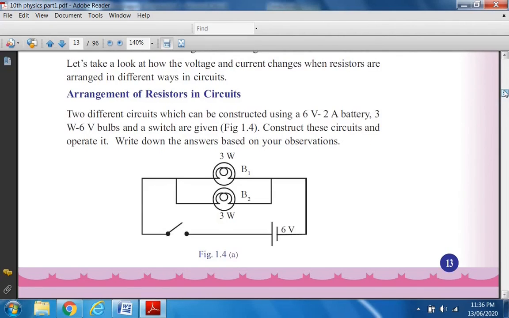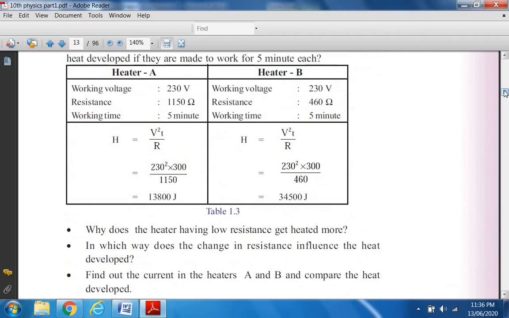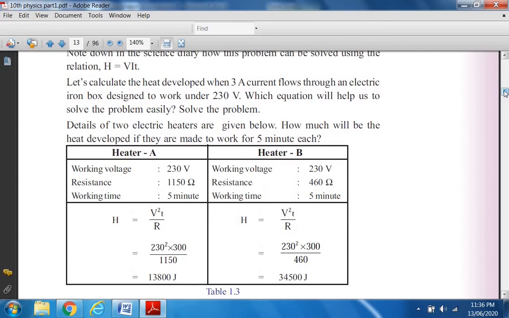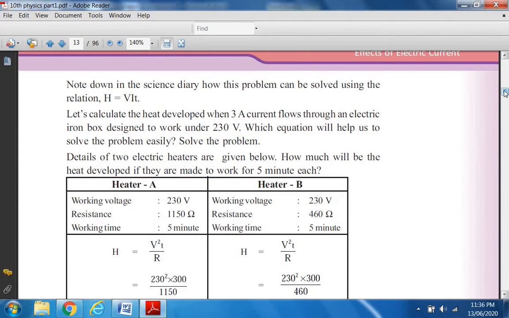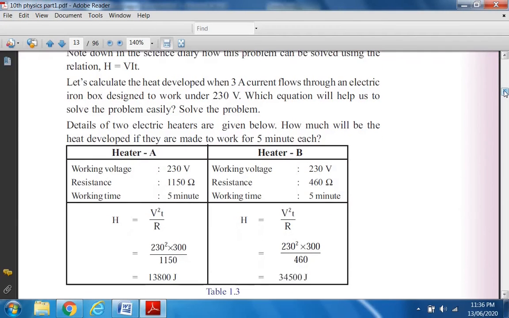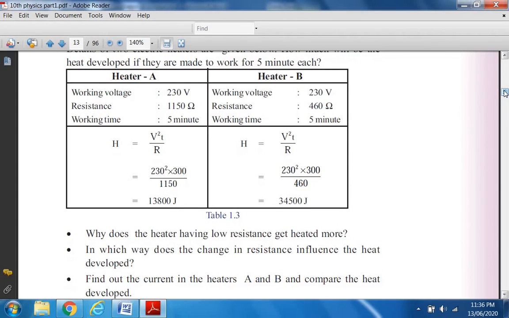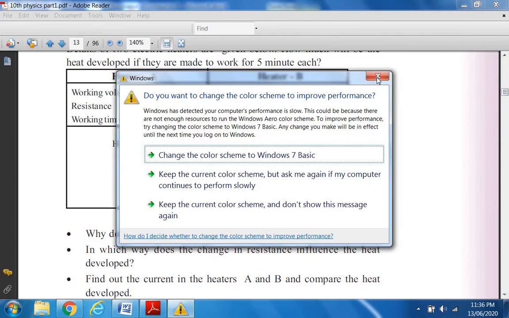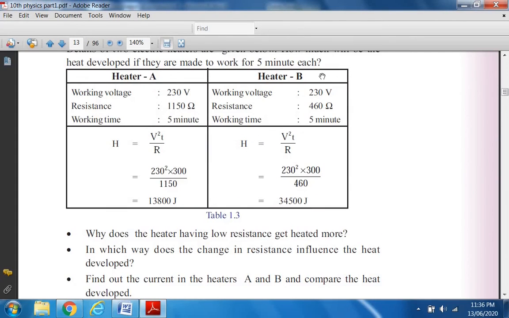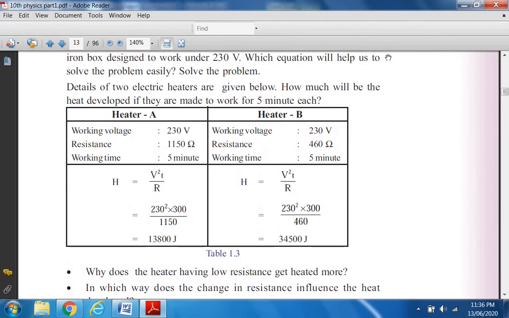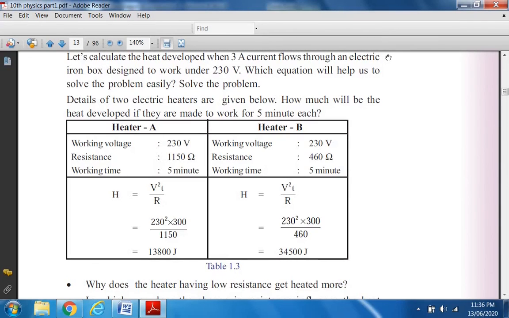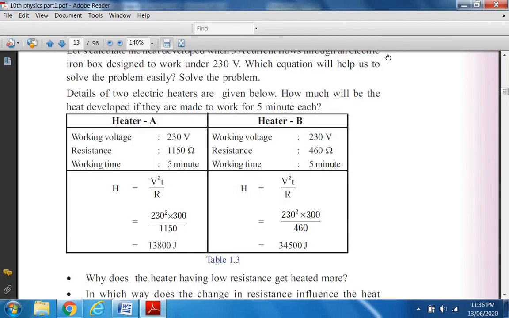Now we have one more question here, in which we have the details of 2 heaters, heater A and heater B. There is one more problem that you people have to do yourself in your book. Everything is given. The time here is 5 minutes, so 5 minutes is to be converted into seconds, and do this.